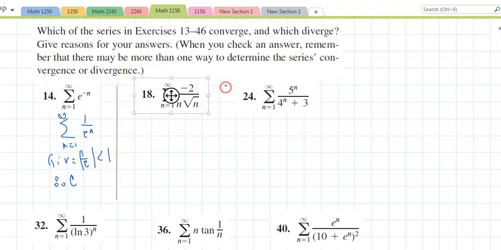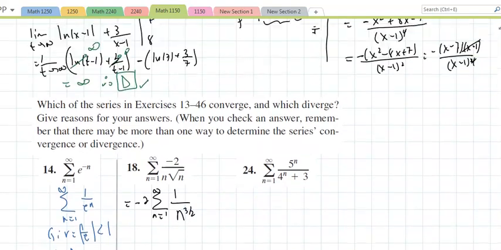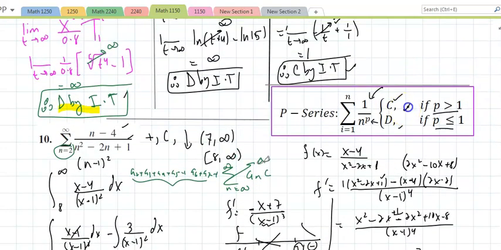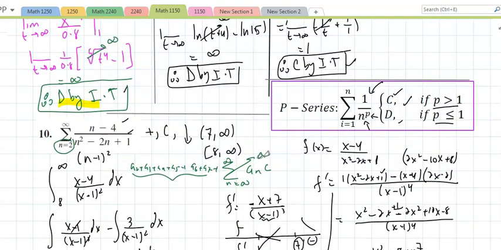How about this problem? I'm going to say this is negative twice the series n equal 1 to infinity of 1 over, isn't that n to the 3 halves? And if I look closely at this p-series, that looks just like this. And p is 3 halves, bigger than 1. And what did we conclude? If it's bigger than 1, it converges.